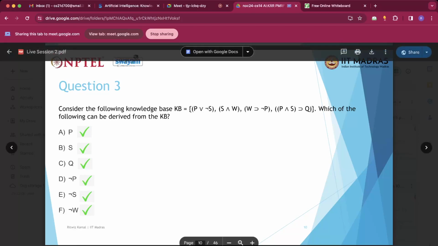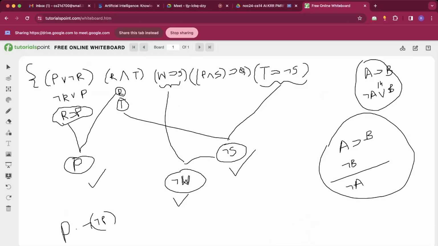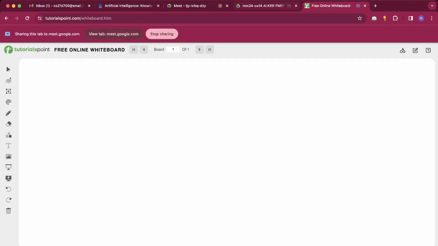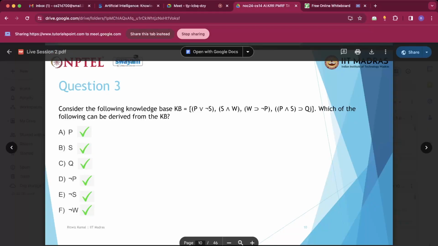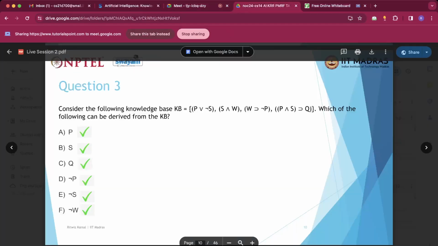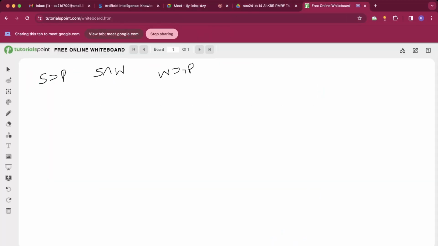wait, let me check. Let me actually write it down. I think that would be clearer. So we have P or not S, which is basically S implies P. We have S and W. We have W implies not of P. We have P and S together imply Q.